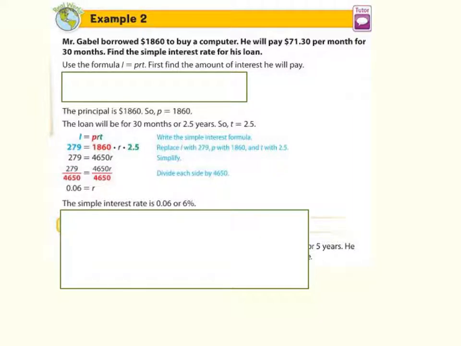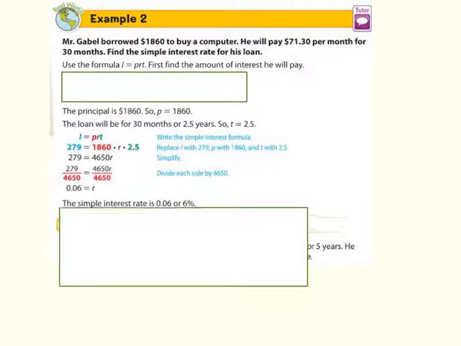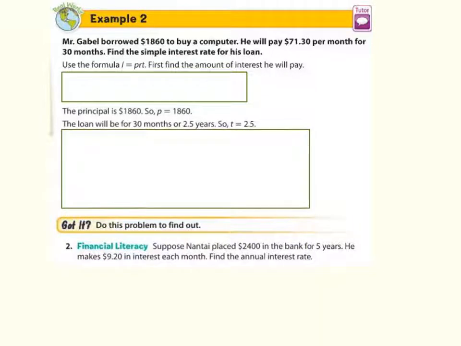If this was pretty hard for you to grasp, it's all right. We will get more practice with it later. Otherwise, let's try to do number 2. So I'm going to help you set this up so you understand the formula.